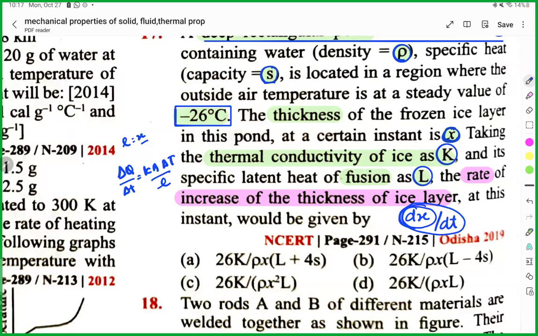Tell me, now you have doubts? This delta Q is equal to M into L, and M is equal to density into volume, which is equal to density into area into dx. So mass is given, L remains the same, delta T remains the same. All other values you can put. Now it looks easy. Yes or no? Yes.